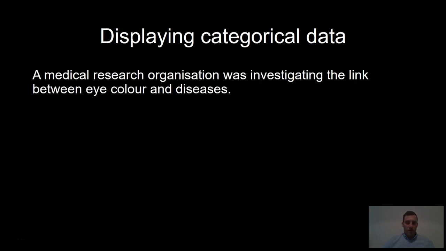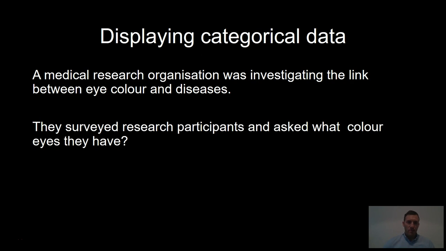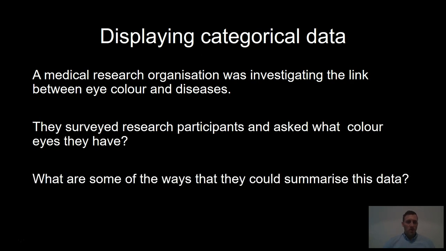It draws on our knowledge of the human body and the world around us to find ways to identify, cure and prevent disease, reduce injury and disability, and improve the delivery of health services. A medical research organisation was investigating the link between eye colour and disease. They surveyed research participants and asked what colour eyes they have. What are some of the ways that we can summarise this data? We're going to look at a few of those now.